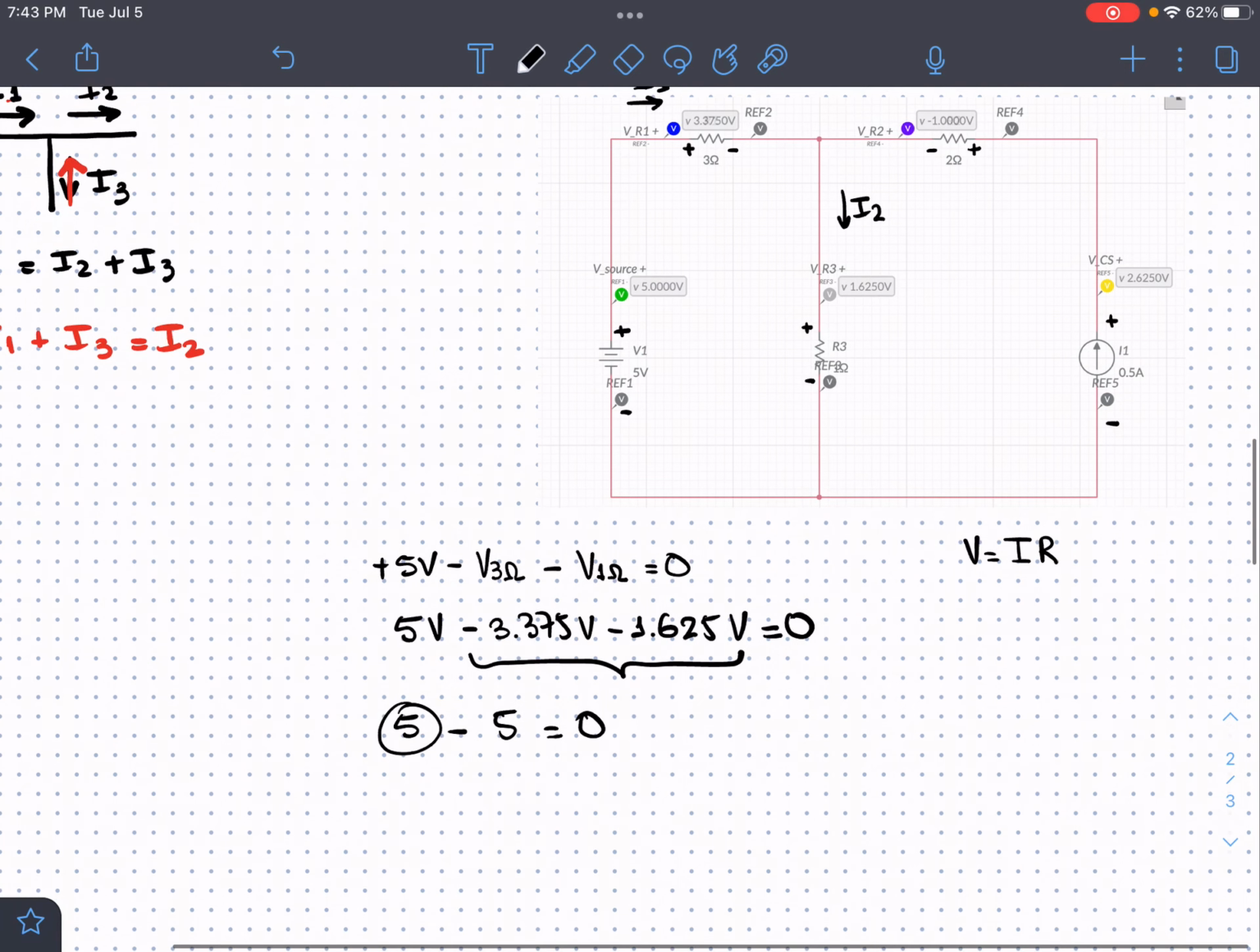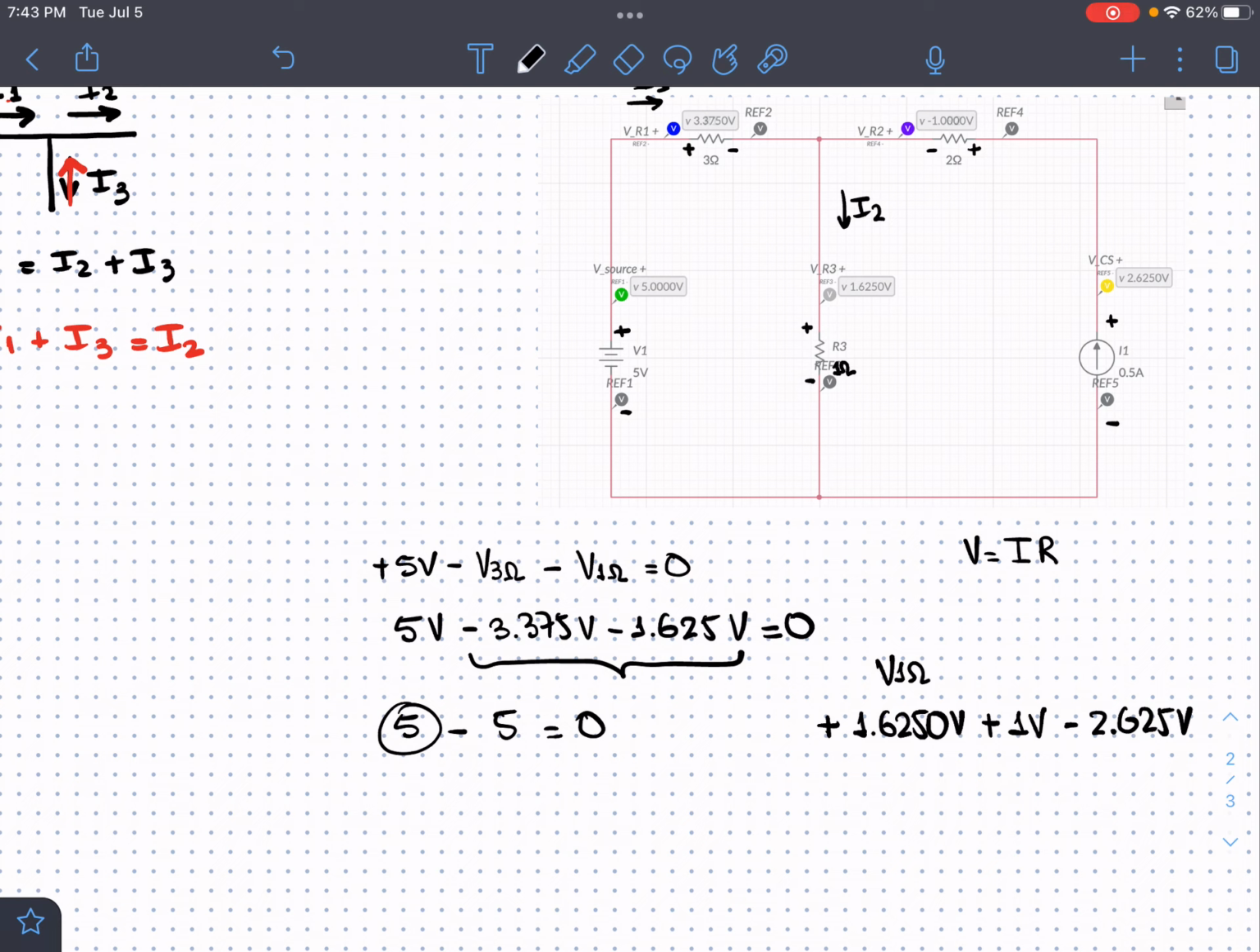We're going to do it. So remember, starting here, going up, plus 1.625 volts. Remember, this is the voltage across the 1 ohm resistor, which is this one here. We continue over here, and we have plus 1 volt. And then we continue over here, and then we have minus 2.625 volts. If we solve that, we would see that it's equal to 0.